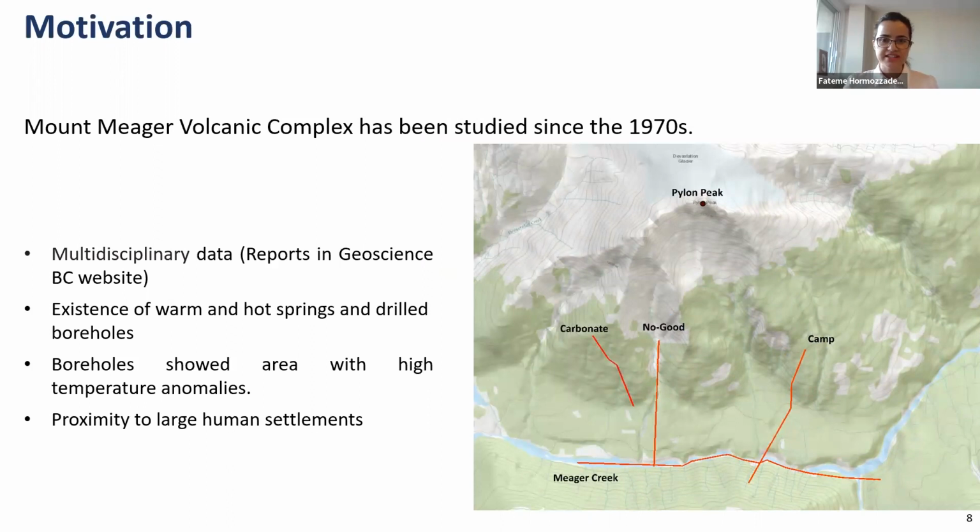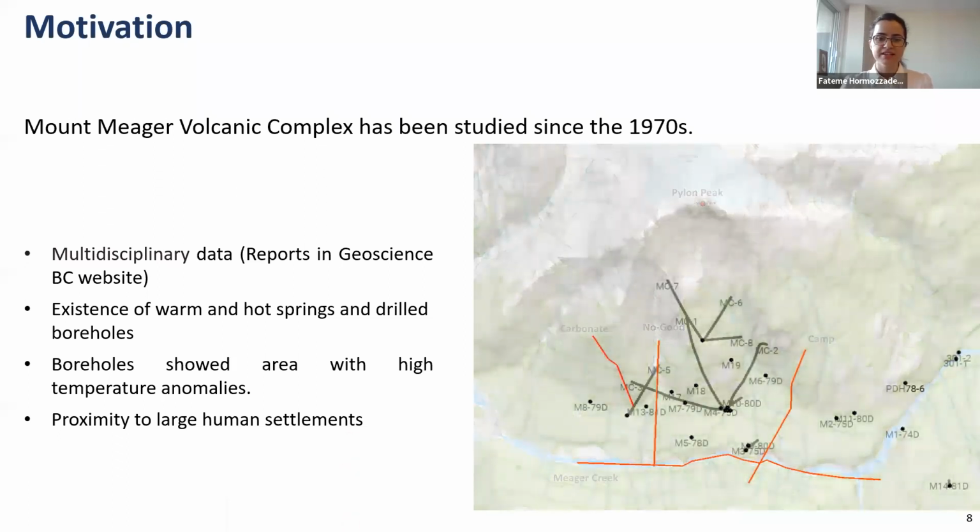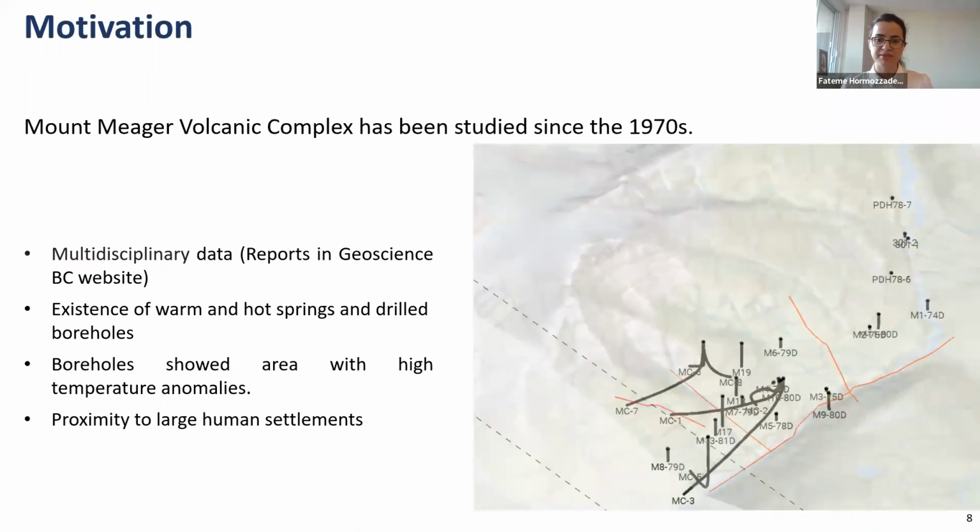So why are we studying this area? Starting from the 1970s, the Geological Survey of Canada and BC Hydro discovered a high enthalpy potential geothermal system in the Garibaldi Volcanic Belt in British Columbia. Since then, over 100 boreholes have been drilled in the area as shown in this map, but they stopped the project because of drilling into low permeability zones. So there are available historic data for Mount Meager, which can be helpful for studying other volcanoes in the Garibaldi Volcanic Belt. There are directional wells and also vertical wells for different research or exploration purposes.